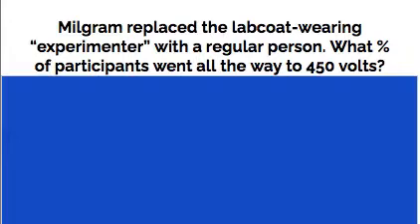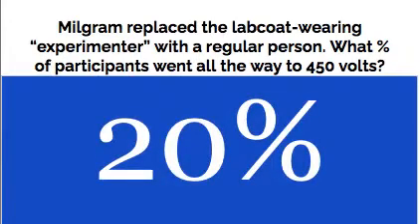So next, we're going on with the same line of reasoning. Milgram replaced the lab coat-wearing experimenter with a regular person. So how's that going to affect his results? If it's just a regular person, the person doesn't have any sense of science about them, and they're just wearing regular clothes and delivering these same commands, how's that going to affect things? Well, it turns out it affects them a lot. Obedience goes down to 20% from 65%.